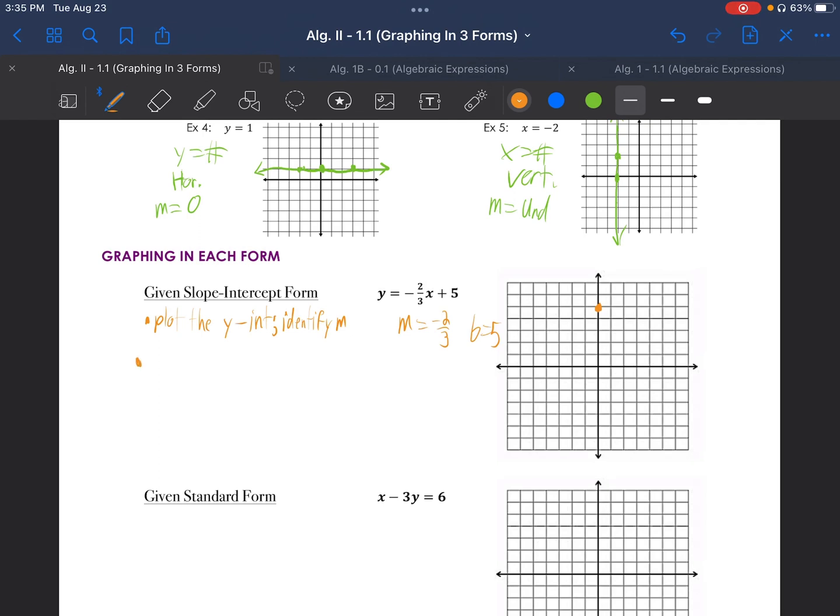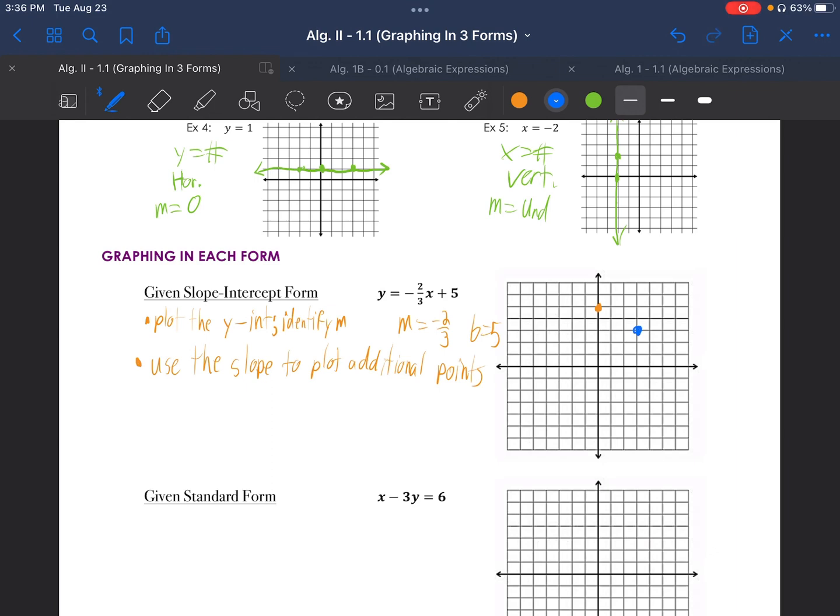Then, starting at b, we use the slope to plot additional points. So you do that by counting the rise and the run. So my slope is negative 2/3, aka rise over run. So I'm going to rise, or in this case fall, because it's negative 2. But I won't stop there, because I've got to run 3, and it's positive to the right.